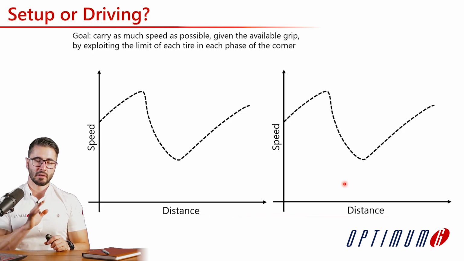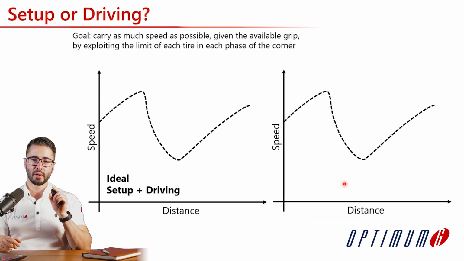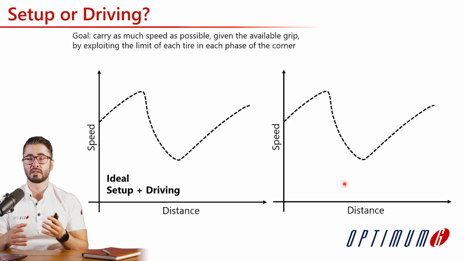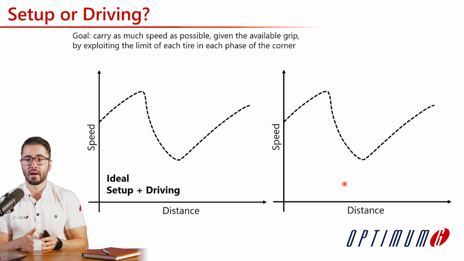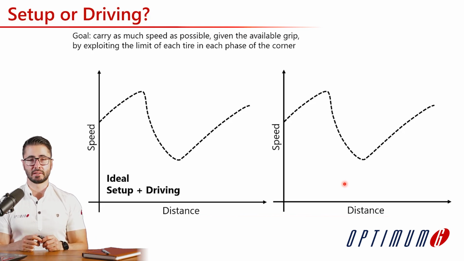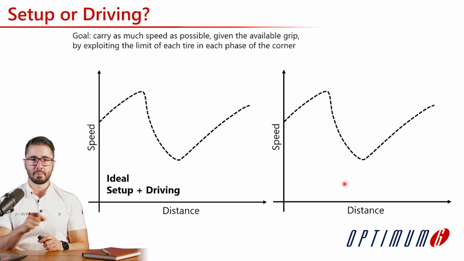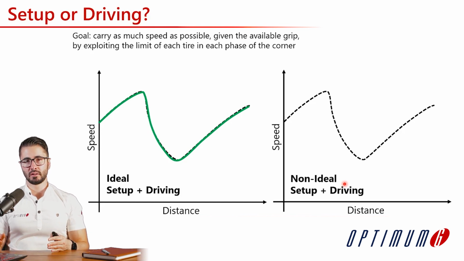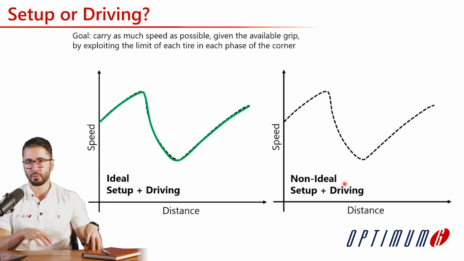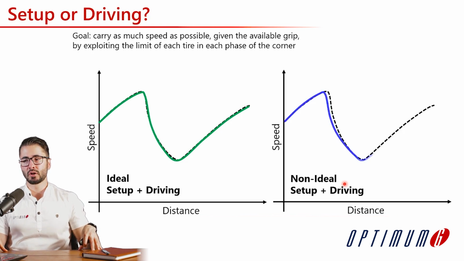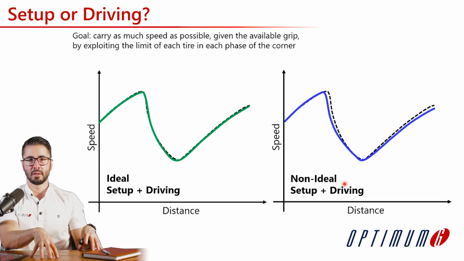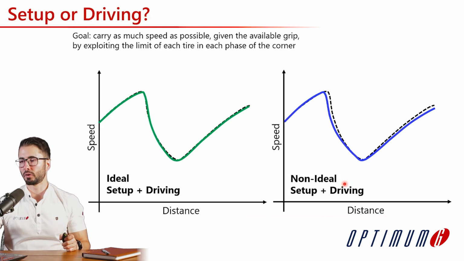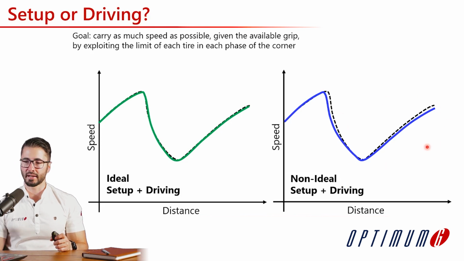Okay, so let's start with an ideal setup. We have the speed profile, this is the theoretical speed profile that is coming from the whole available grip of the tire. For the ideal setup and driving, we would be exploiting all of this available grip and carrying as much speed as possible. Now, in the non-ideal setup and driving, it could be a setup issue, it could be a driving issue. We are not going to be exploiting the friction ellipse at the limit and therefore not carrying as much speed as possible. So we can see here that we are losing speed on braking and then losing speed on corner exit.